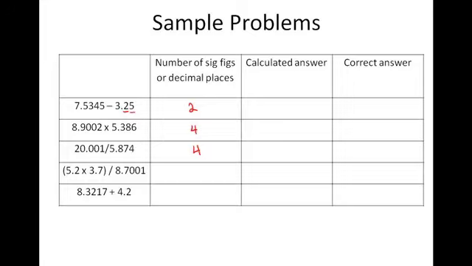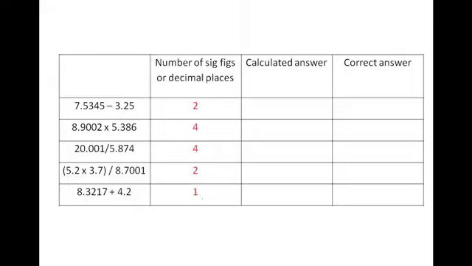Lastly, this one here, since there are 2, my answer needs to be in 2 significant figures. And finally, we have an addition or subtraction, and I'm looking for the least number of decimal places. Since there's 1, my answer needs to be 1. Now, since you figured out the number of sig figs, you go ahead and punch those in your calculator, and you should get answers like this. But the correct answer needs to be in the right number of decimal places or sig figs.